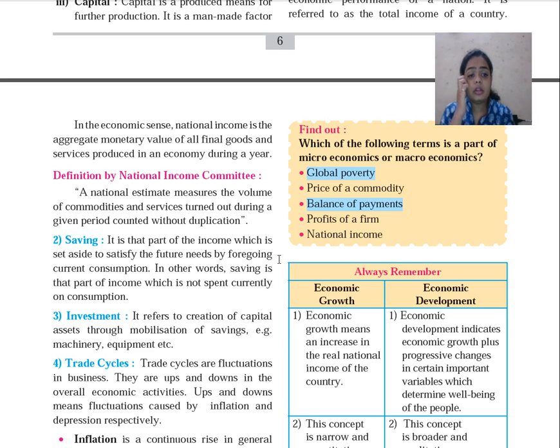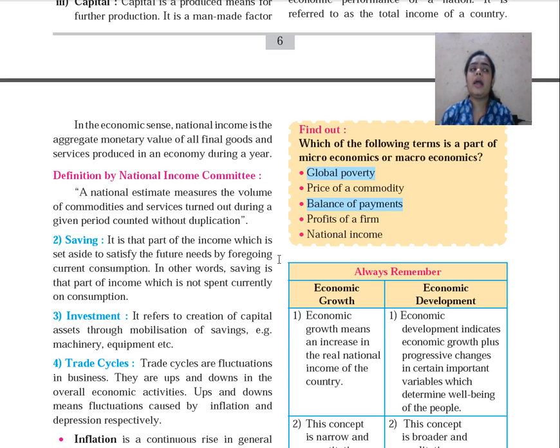Further, we have investment. It refers to the creation of capital assets through mobilization of savings, for example machinery and equipment. First we save an amount, and from whatever we have saved, we make investments. Mobilization of savings means we transfer the savings to purchase machinery or equipment.